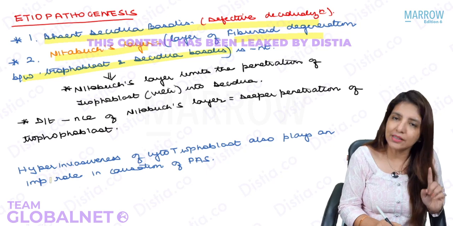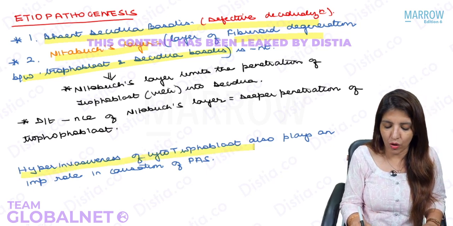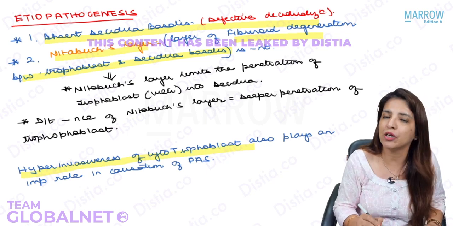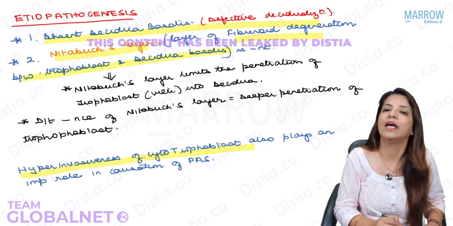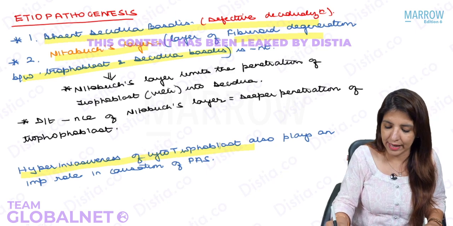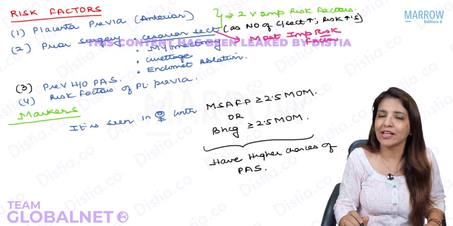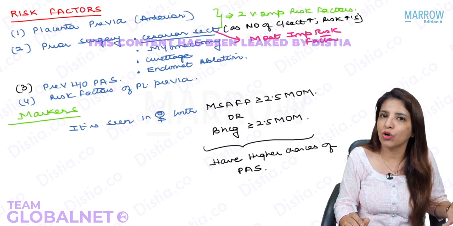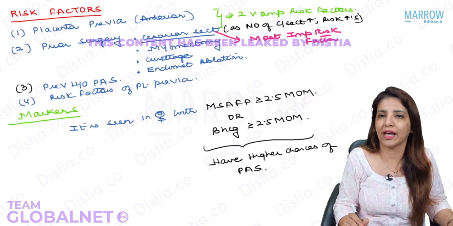Now, a third possibility is that there is hyperinvasiveness of the cytotrophoblast, and it is this hyperinvasiveness which may also play a role in the development of placenta accreta spectrum. Now, when we talk about risk factors, as I told you, there are two factors which are very important: one was defective decidualization and another was absent Nitabuch's layer.